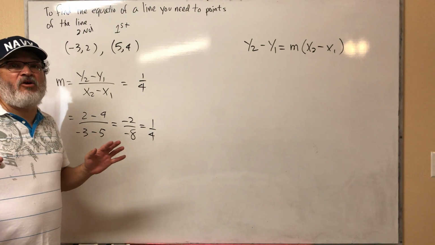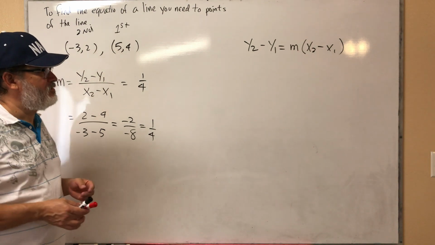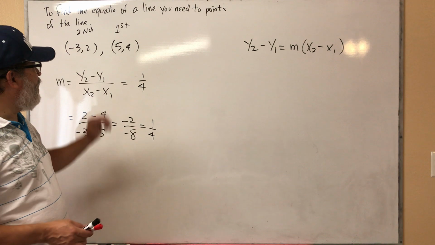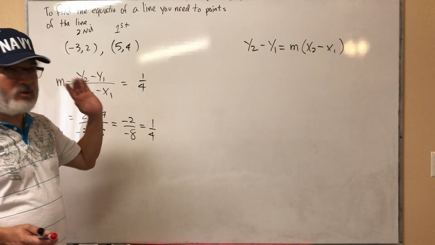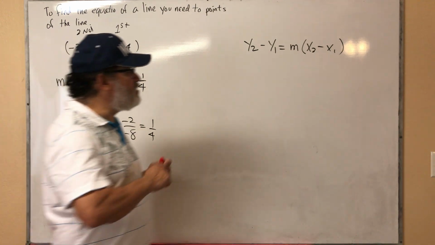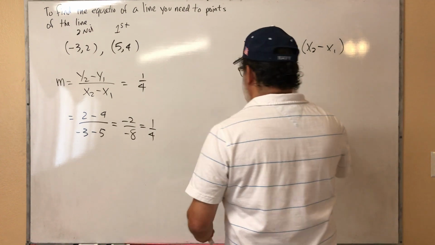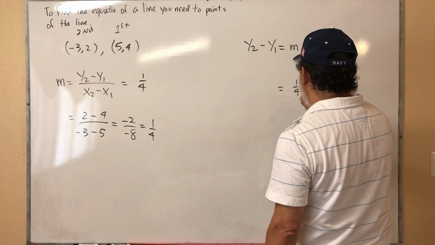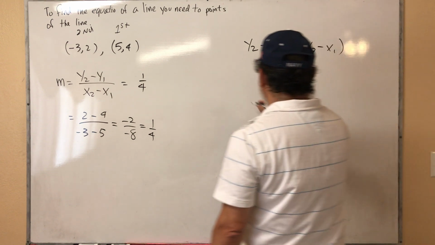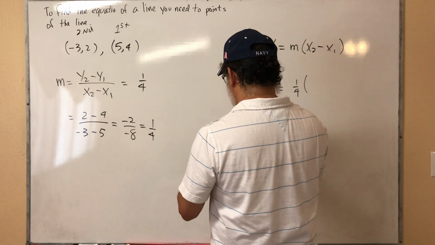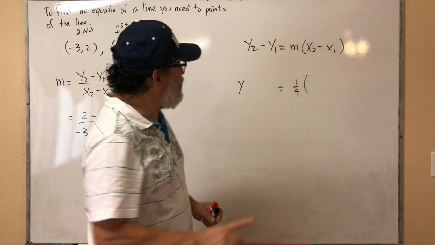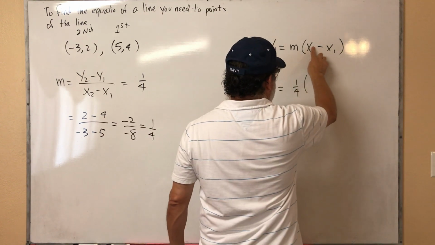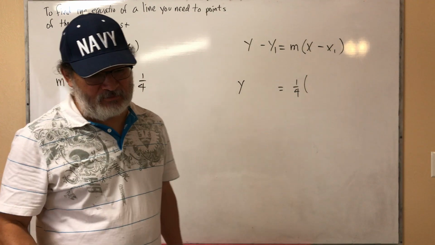Sometimes they're going to give the slope. Now, you take this 1/4 and you plug it in there, and you take one of those 2 points, it doesn't matter which one, and you plug it in there. Watch this. I'm going to take the slope, 1/4 times y. And by the way, this should be y. Let's make this just y. And let's make this just x.